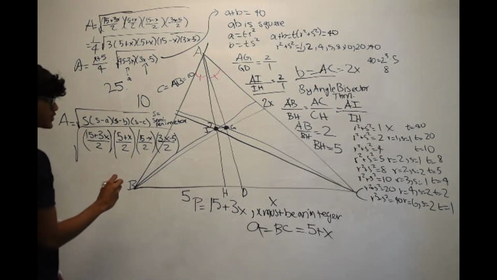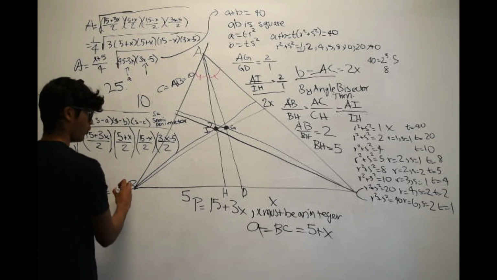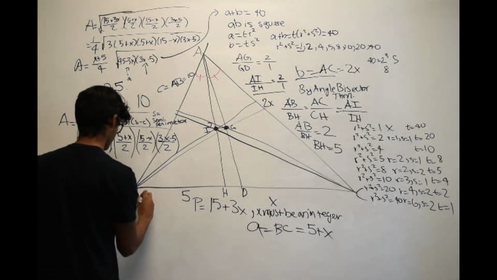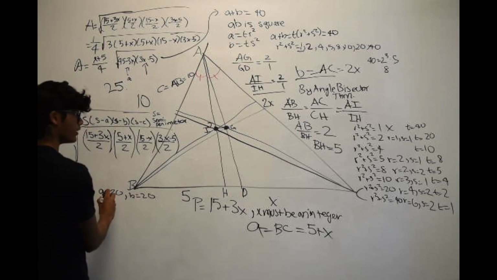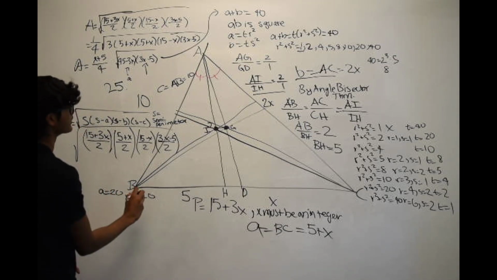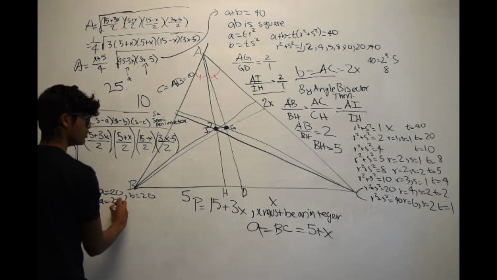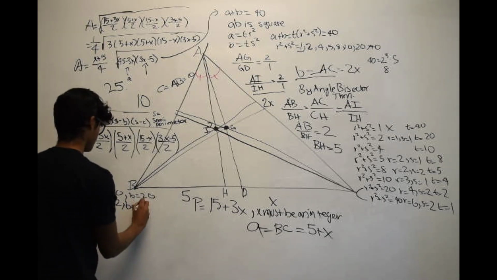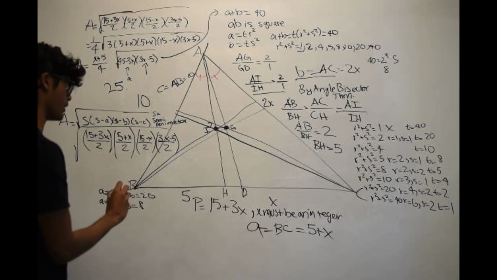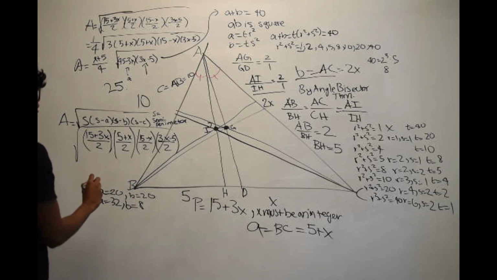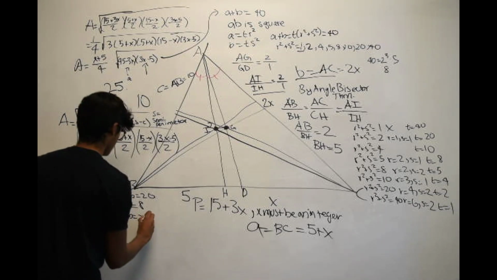From the r squared plus s squared equals 2 case, we get A equals 20 and B equals 20. From the r squared plus s squared equals 5 case, we get A equals 32 and B equals 8. From the r squared plus s squared equals 10 case, okay, so A equals 20, B equals 20.